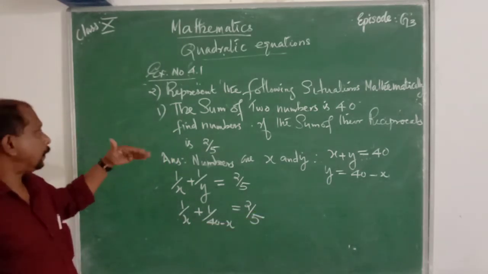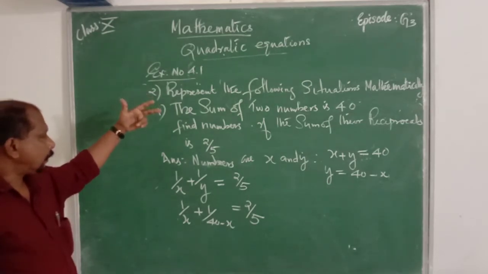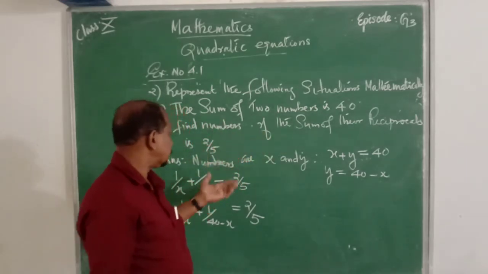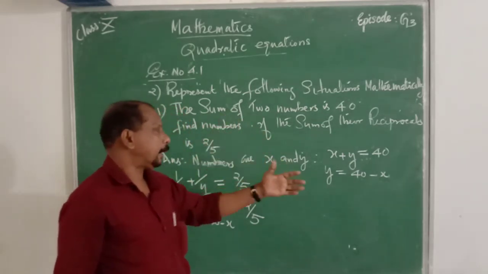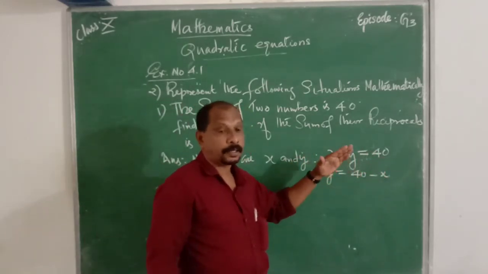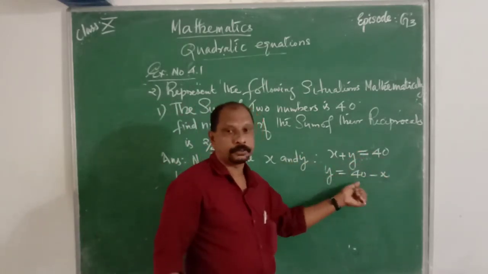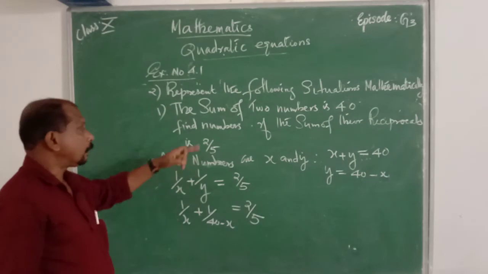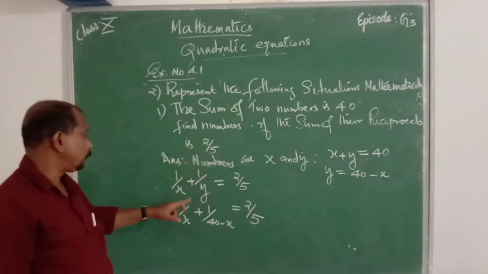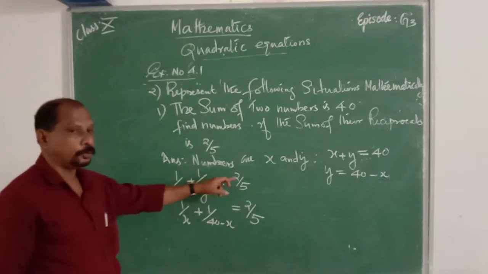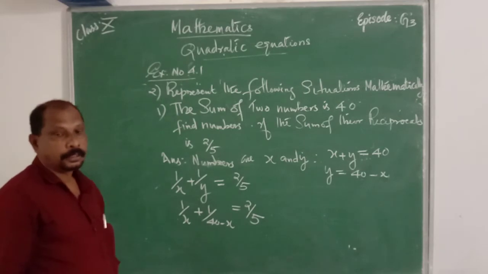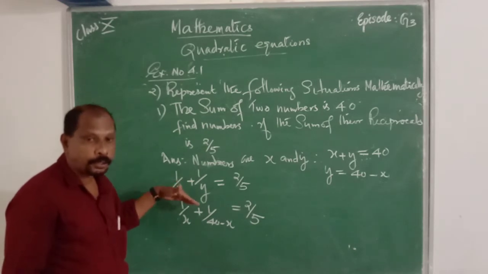So once again we can repeat this one. The sum of two numbers is 40. Therefore, there are two numbers, they are unknown. They are considered as x and y. Then the sum x plus y is equal to 40. We can convert y in terms of x. Therefore, y is equal to 40 minus x. Then the reciprocals are 1 by x and 1 by y. Given that the sum of the reciprocals is 2 by 5, that is 1 by x plus 1 by y is equal to 2 by 5. This y is replaced by 40 minus x. This is our equation. Then, by taking the LCM, rearrange this equation into the quadratic form.